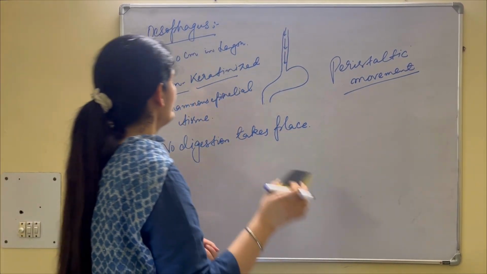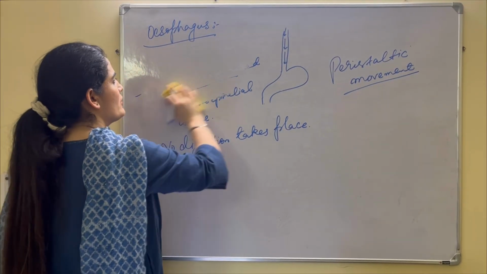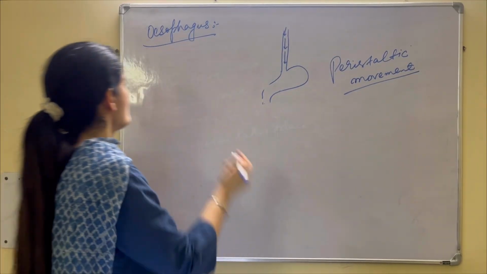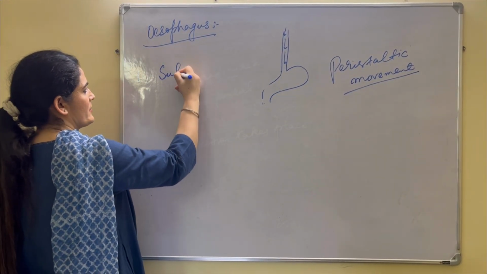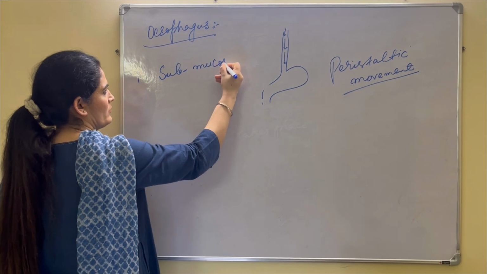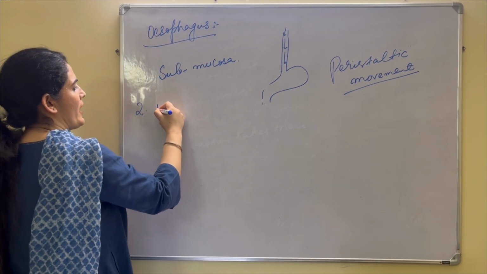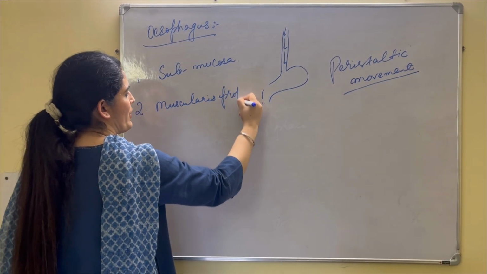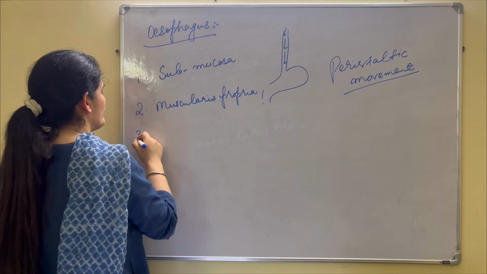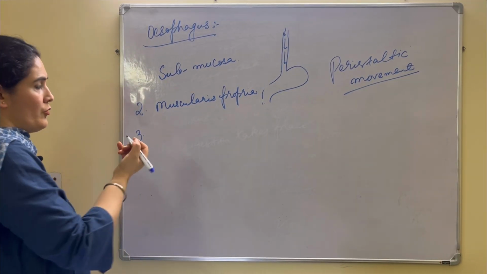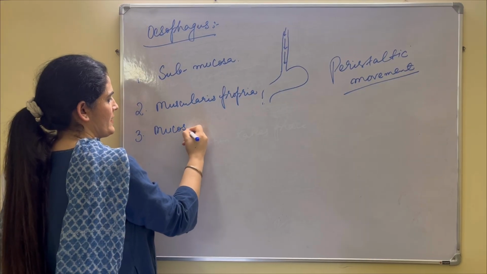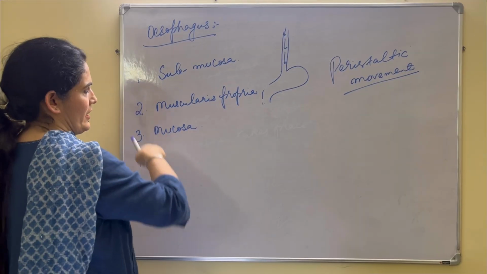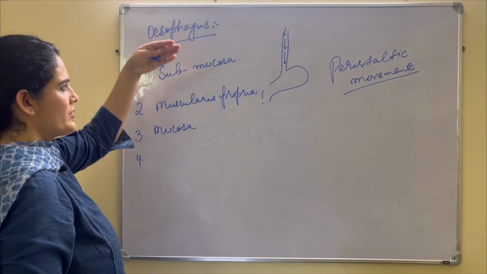Okay, now moving forward, esophagus also has some layers. So what are the layers of esophagus? The first layer is submucosa. We have muscularis propria, and we have mucosa layer present. These are the layers of esophagus.